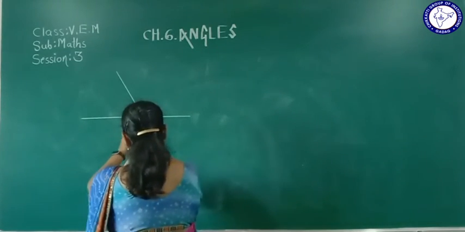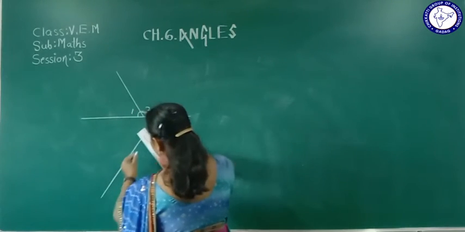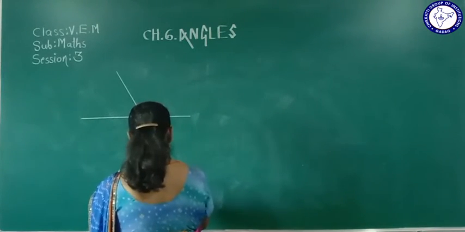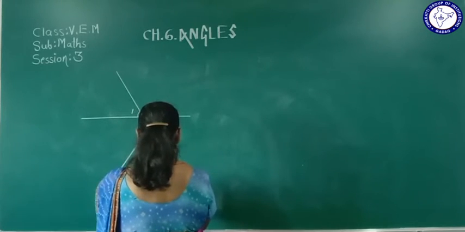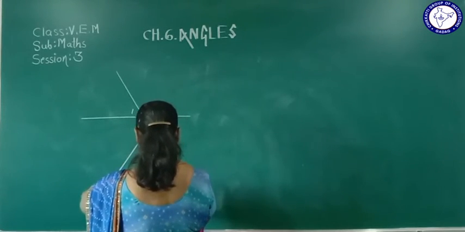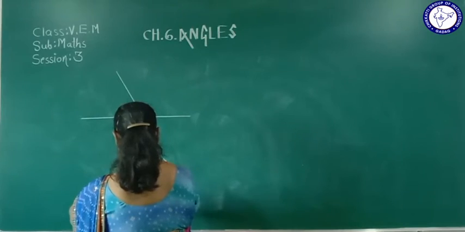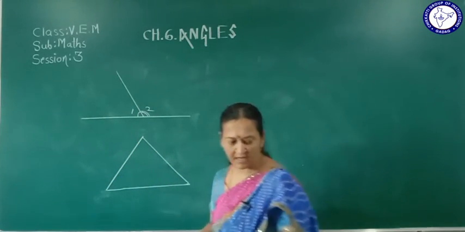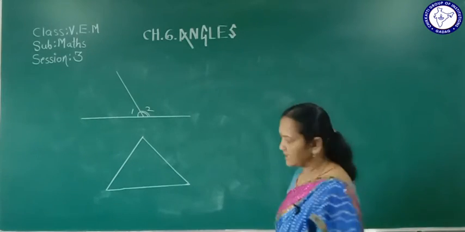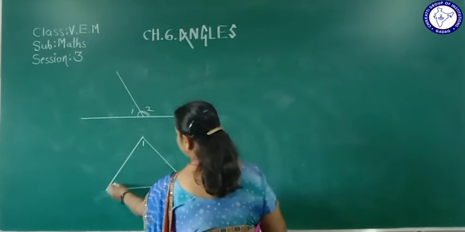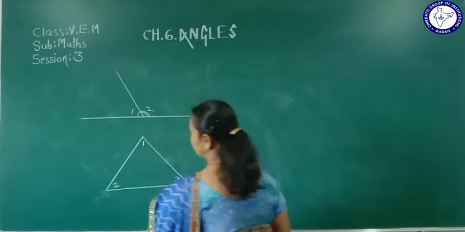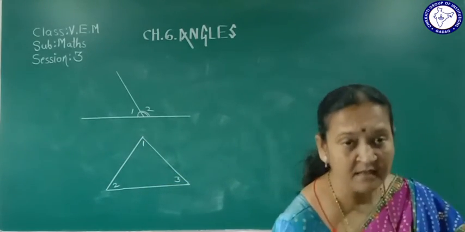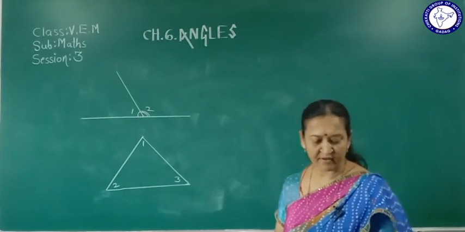Second figure, here three angles are given. We have to find sum of all three angles. A triangle is drawn where we have angle 1, angle 2 and angle 3. This is angle 1, angle 2 and angle 3. We have to measure all three angles and we have to find the sum of all three.